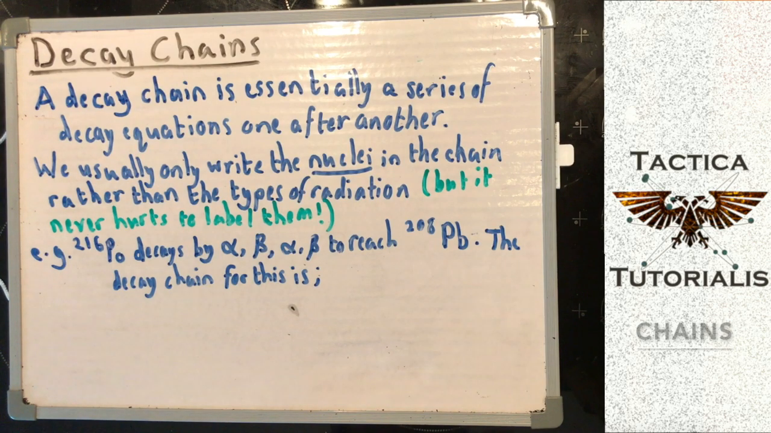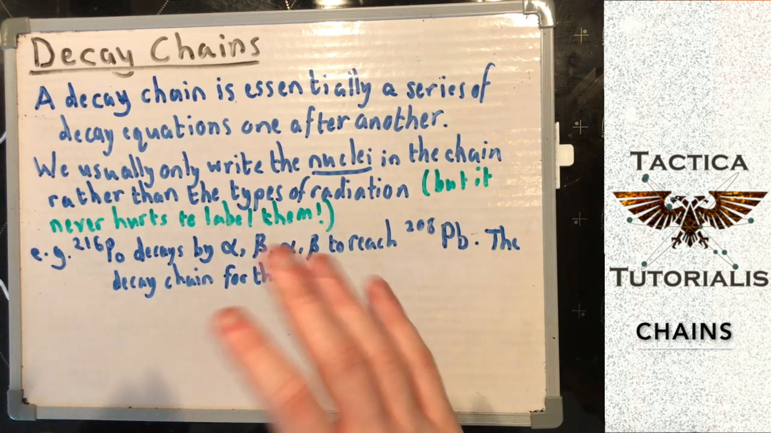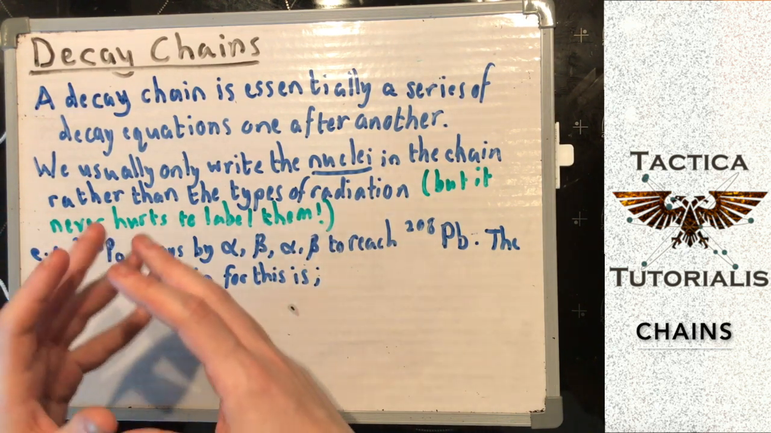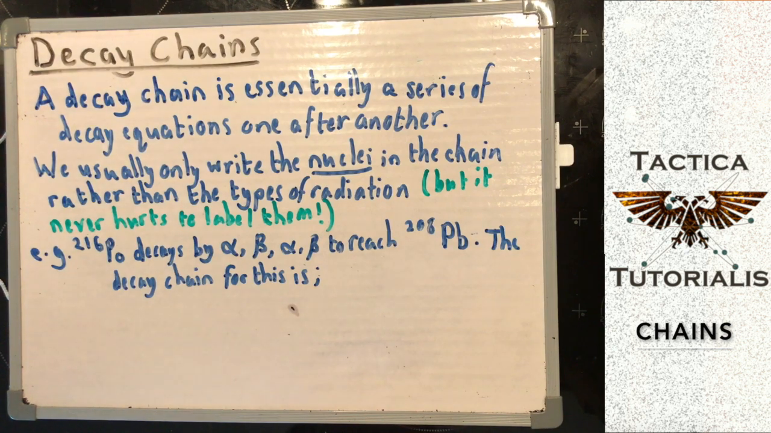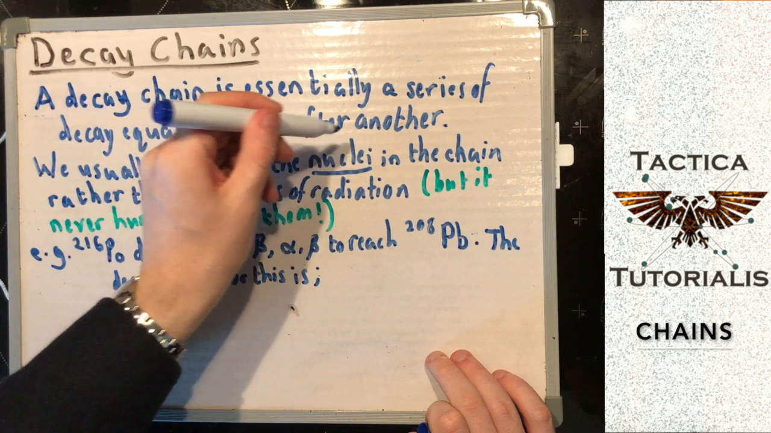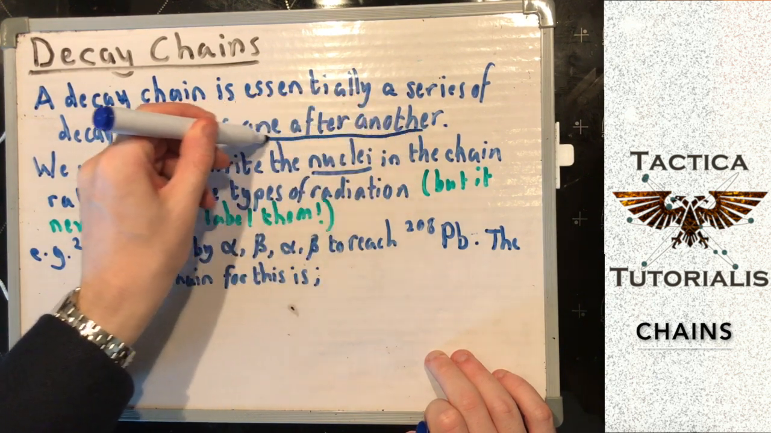Okay then, so now that we've got an idea of decay equations, the most complicated thing we can do with that as part of GCSE is decay chains, which is sort of taking decay equations and dragging them out a bit. So a decay chain essentially is a bunch of decay equations that go one after another.